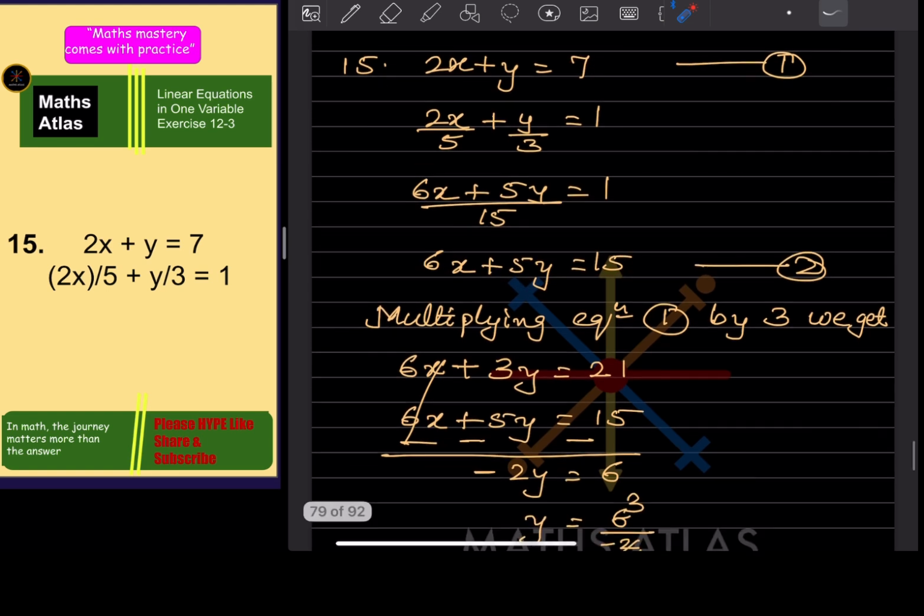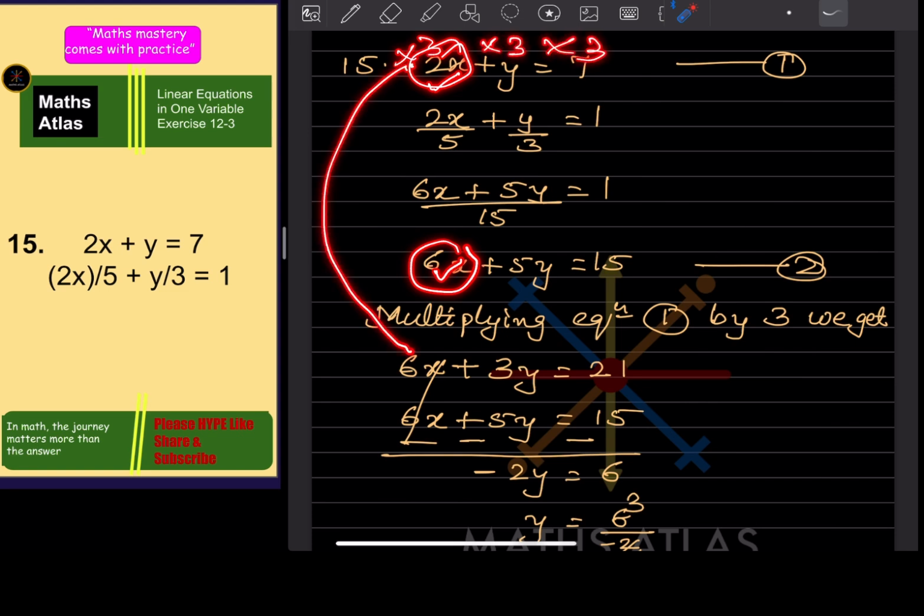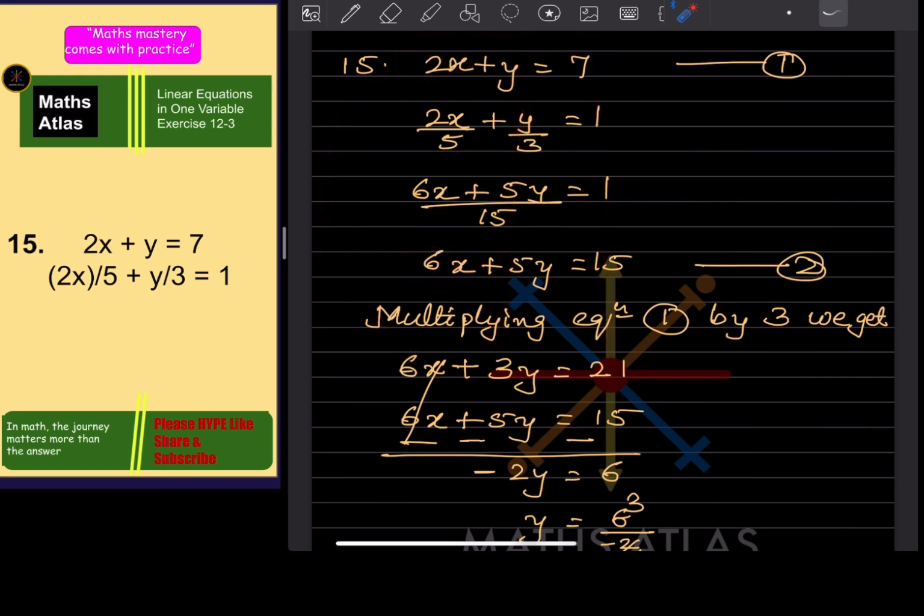So you are going to multiply. Now you will look at the coefficient of it. So for x, here we have 6 and here we have just 2. So to make it 6, we multiply this by 3. So after multiplying this by 3, we get 6x plus 3y equals 21. And this stays the same because already we have 6 here.